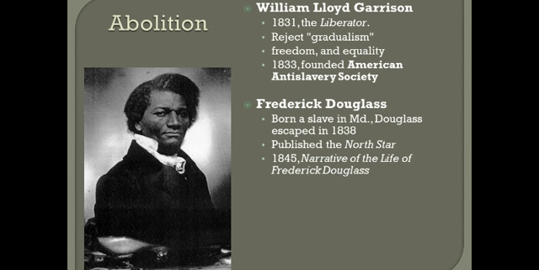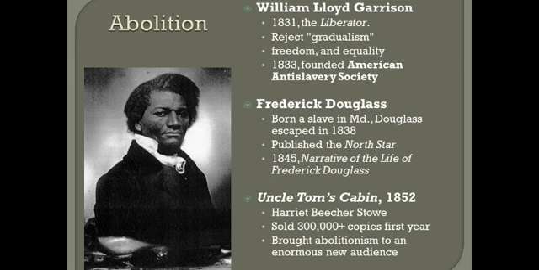Frederick Douglass was a little more amicable to compromise and a little bit more gradual about things. He was actually an escaped slave himself. He published the North Star, which was a very important Underground Railroad publication, and he published a narrative of his life, which highlighted some of the struggles that slaves had to go through. Uncle Tom's Cabin, a very important novel published in 1852, totally ramped up interest in abolitionism, so it's very important.